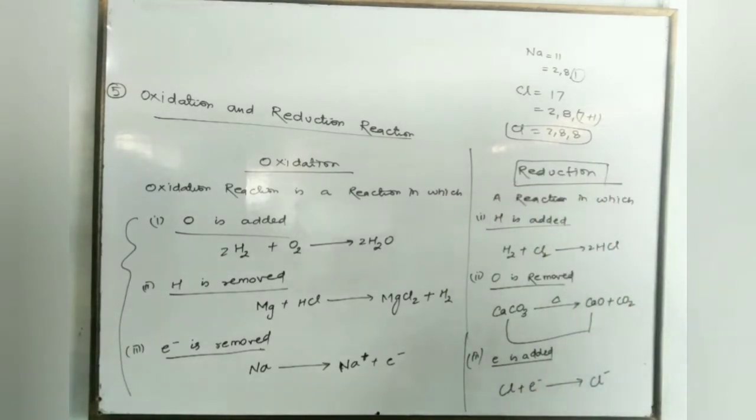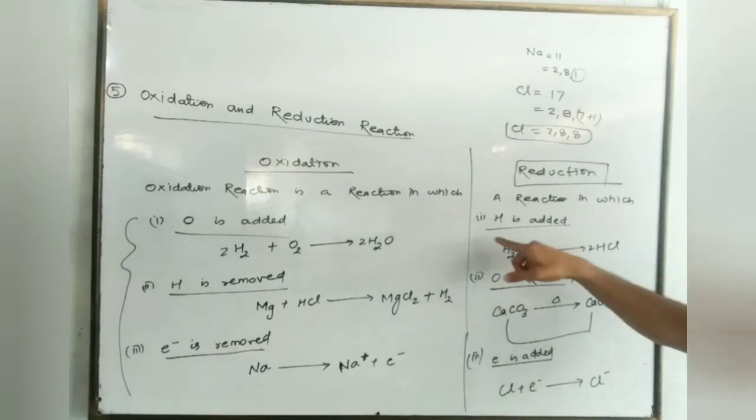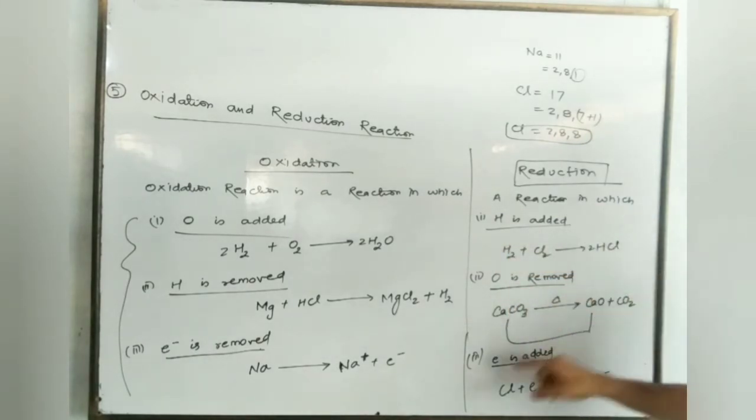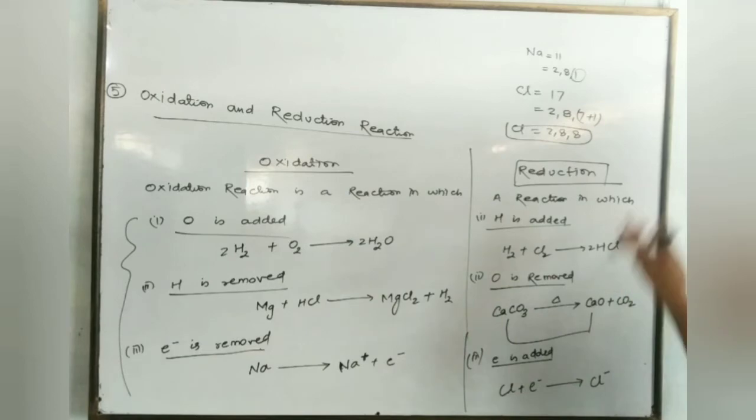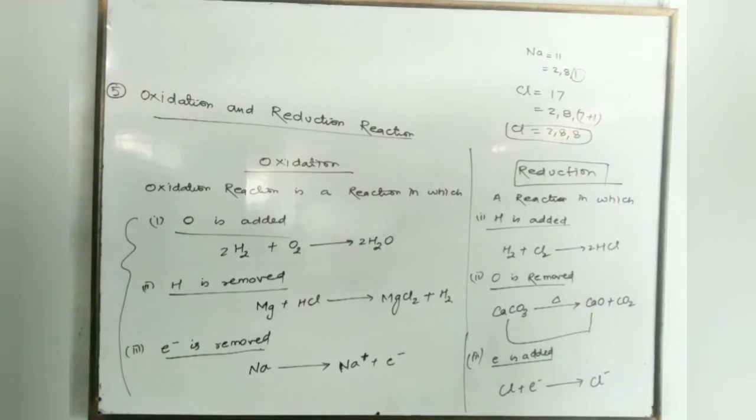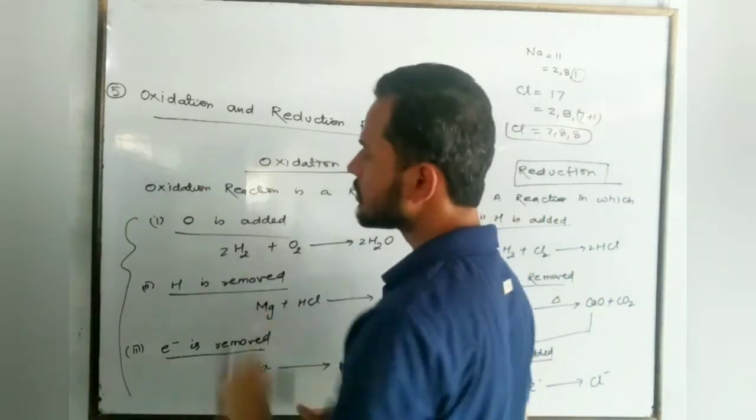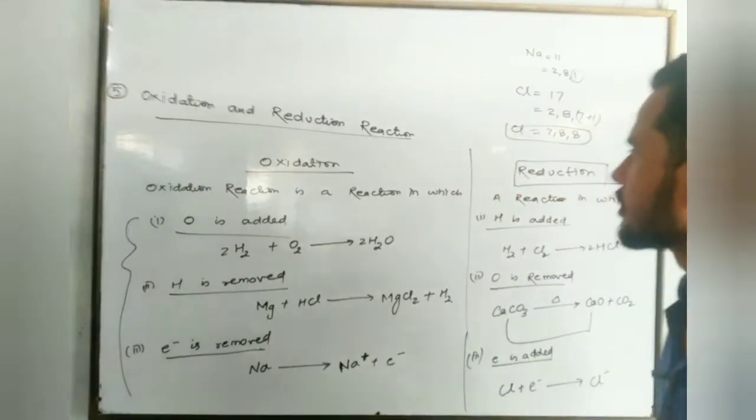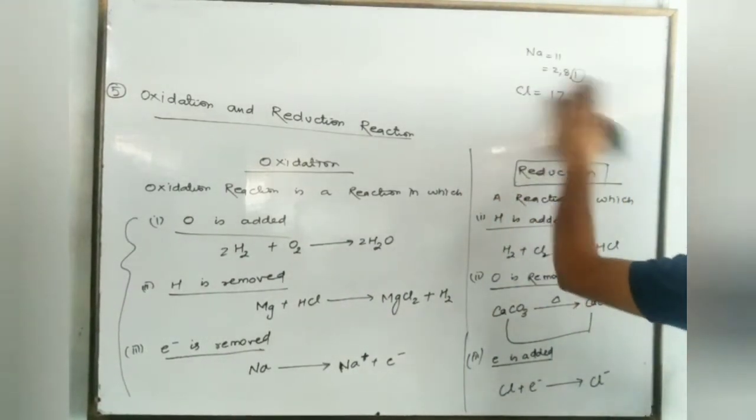Okay, so what is a reduction reaction? A reaction in which hydrogen is added, oxygen is removed, or an electron is added. Okay, this type of reaction is known as a reduction reaction. That is the fifth type of chemical reaction.